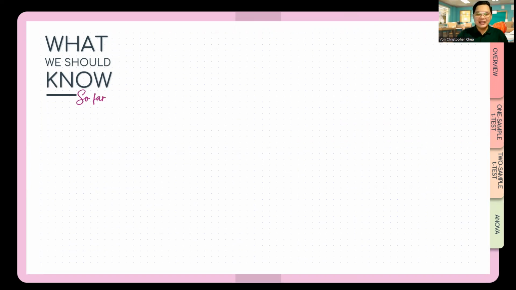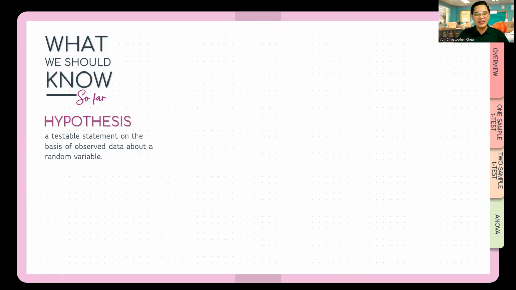We said that in the context of statistics, hypothesis takes a very defined definition in comparison to the more general definition of how it is used in the sciences. So in statistics, we say that a testable statement on the basis of an observed data about a random variable is what we call a statistical hypothesis.